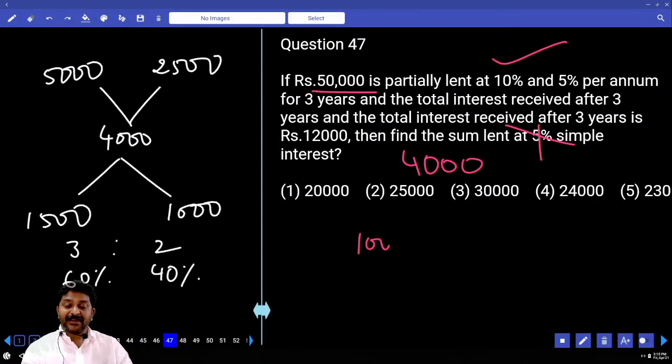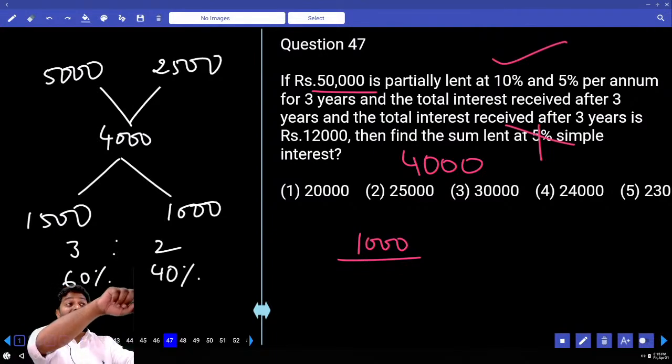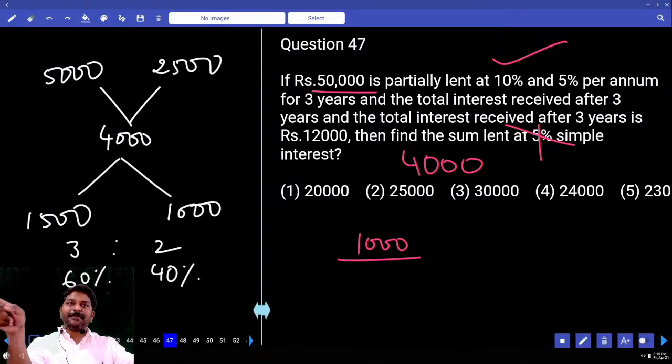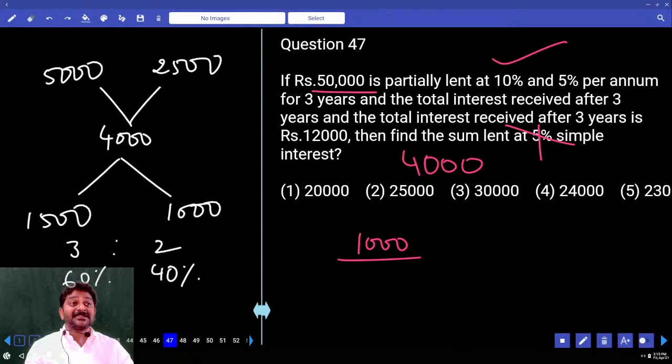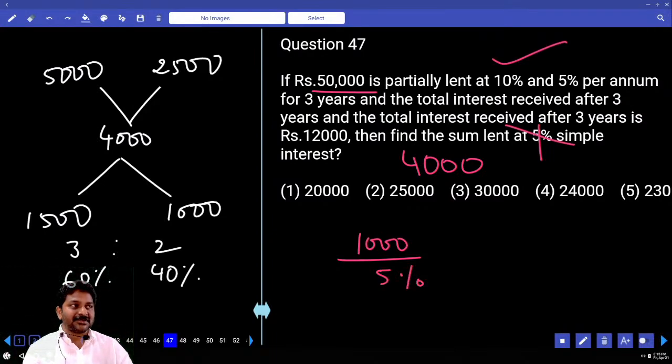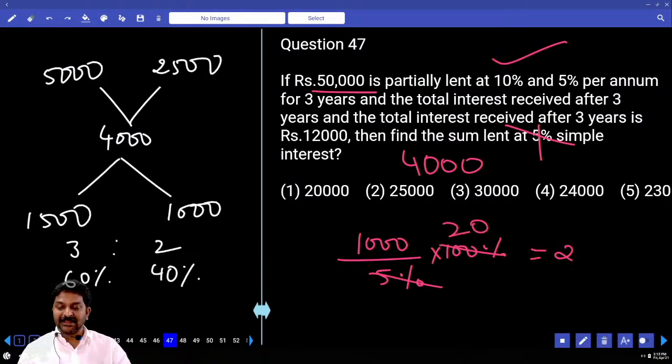The reason for getting 1,000 extra is that some money which is invested at 5% was converted to 10%. In terms of percentage, how much did it increase? Because of that 5% increase only, we have 1,000 rupees more, and we want to calculate the total money invested, which is 100%. By how many times? 20 times. Answer: 20,000.